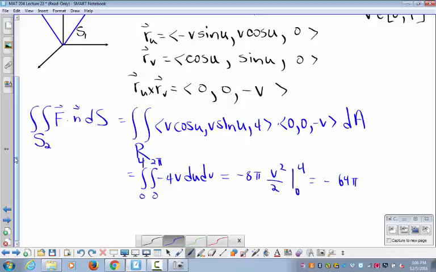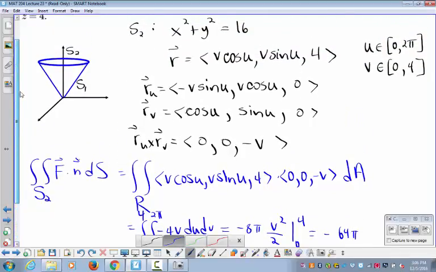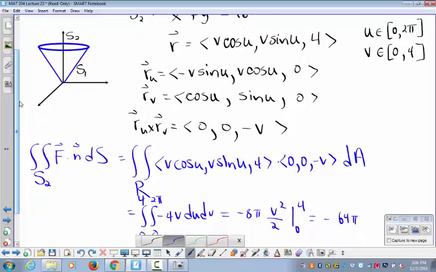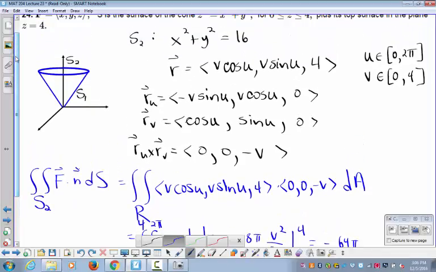Okay, so what does that tell us in terms of the direction? It's going in, right? That's going in. So we have negative flux through here. We parameterize this. If we looked above, we parameterized it counterclockwise. Or did we parameterize the counterclockwise?